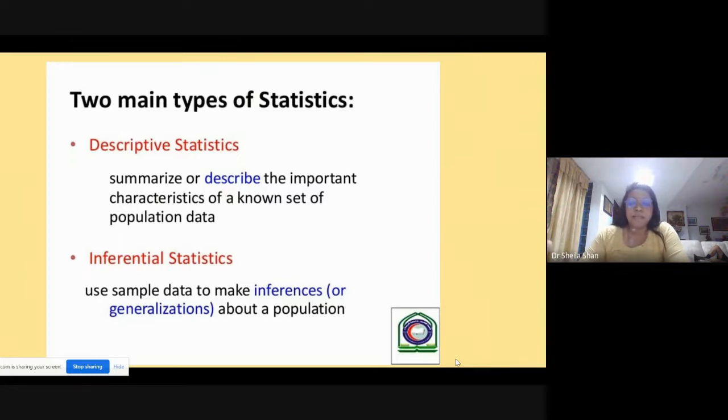From the sample that you collect, you can summarize or describe the important characteristics of a known set of the population data. So from your sample, you can explain about the population. So it must really represent your population. For example, if you're doing your research only with PIDC patients, it does not represent the whole community, because we have a few states.